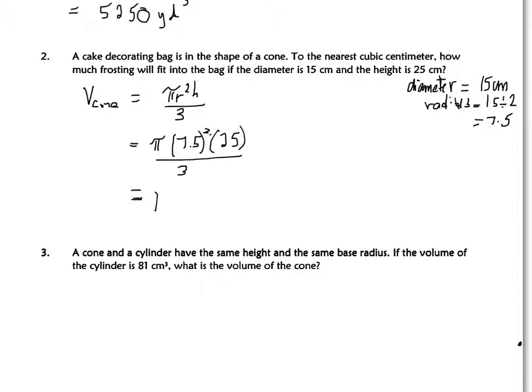So that would be 1,472.621,556 comes up on the calculator, so if we round that off to the nearest unit, it would be approximately 1,473 cubic centimeters.